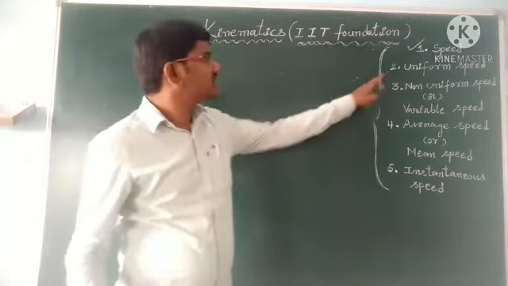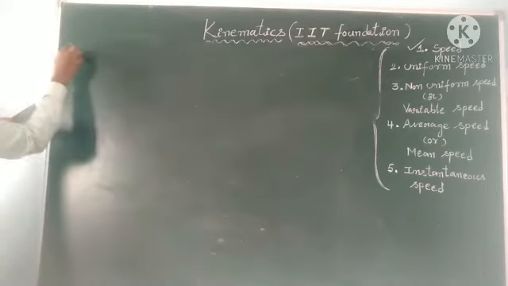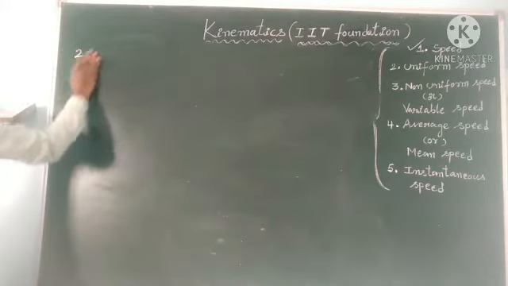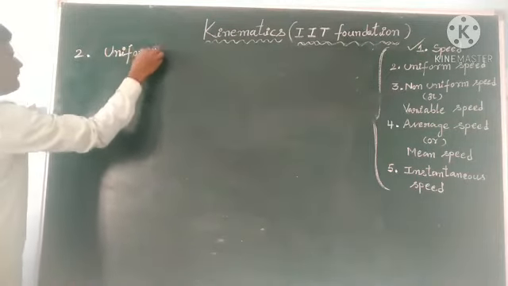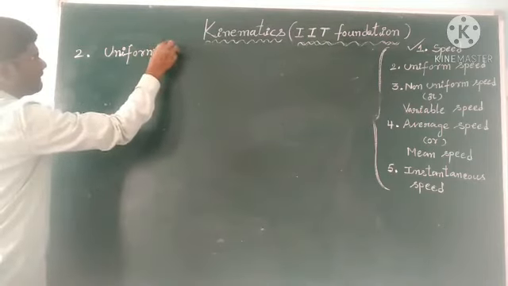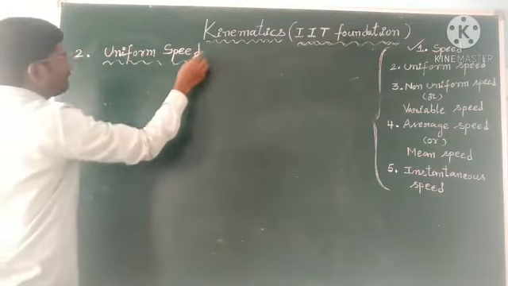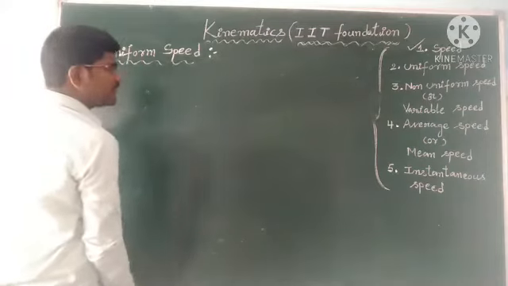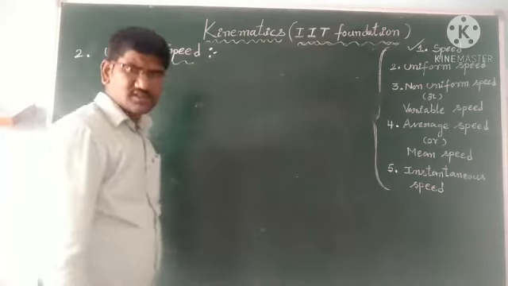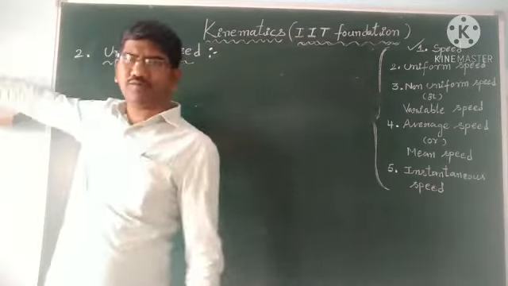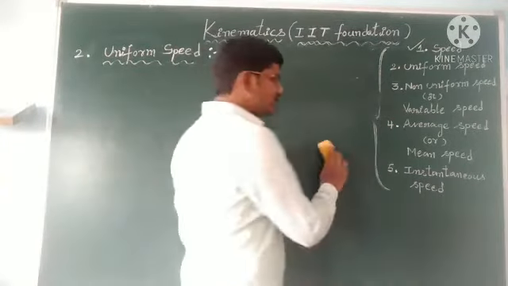So now we can see what is uniform speed. Now the second definition we are going to learn, that is uniform speed. See, I am going to take a table for explaining the uniform speed, and later we can see the remaining things clearly.